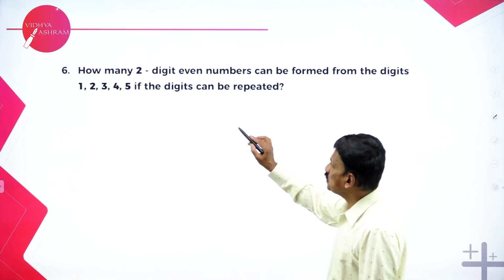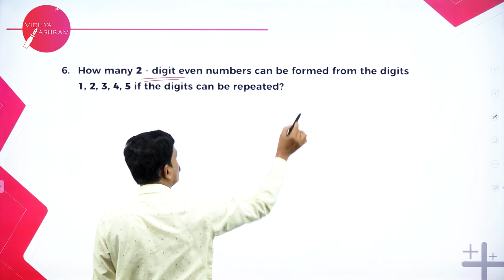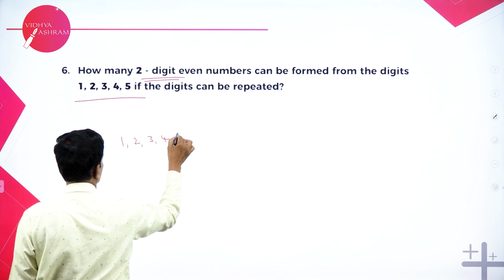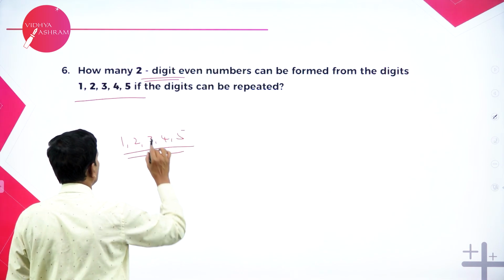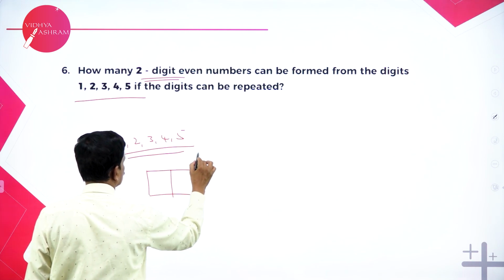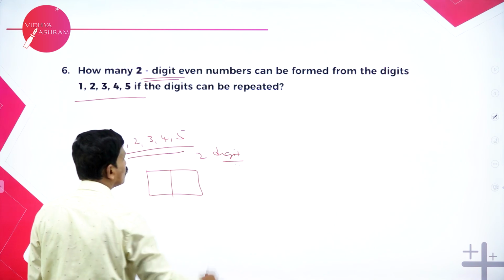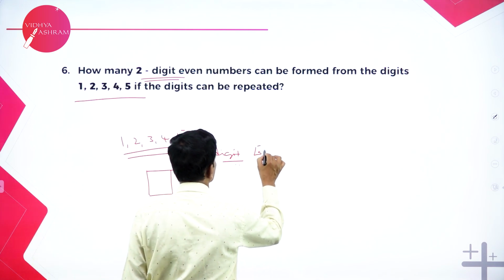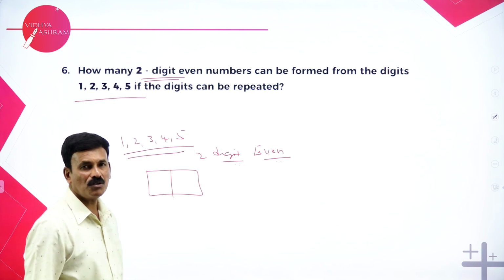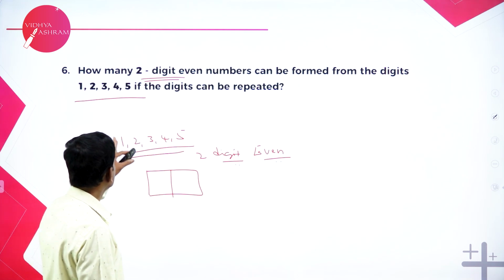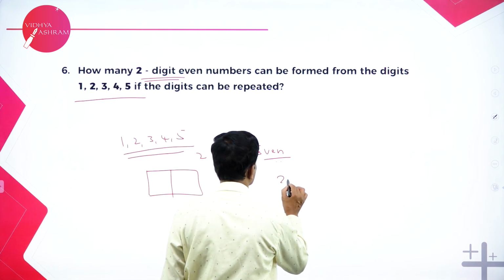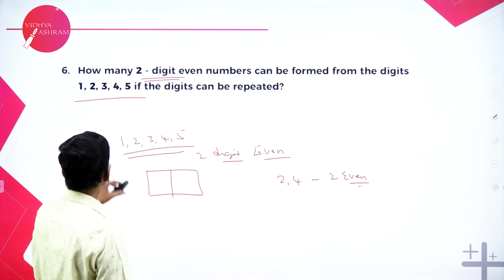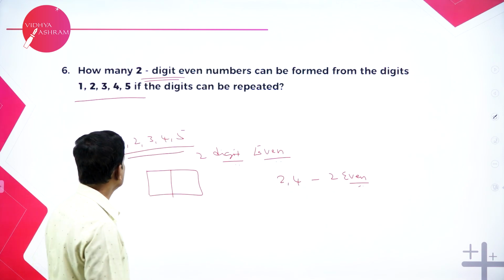Now, next problem. How many 2-digit even numbers can be formed from the digits 1, 2, 3, 4, 5? With these 5 digits, we want to form a 2-digit number, provided it is an even number. Just check how many even numbers are there in the given digits: 2 and 4. So there are 2 even numbers. The digits can be repeated, the repetition is allowed.